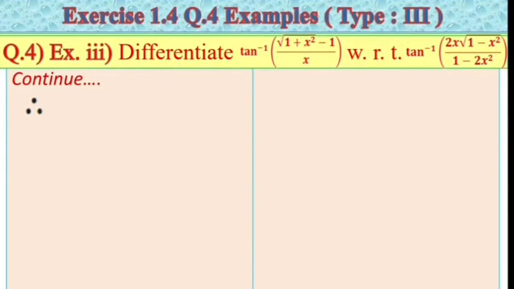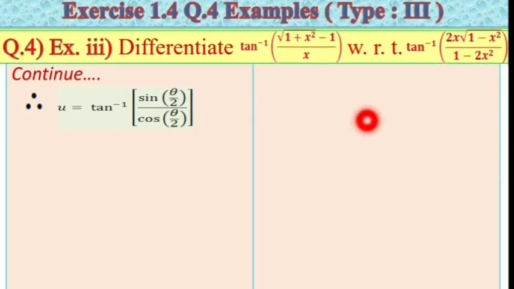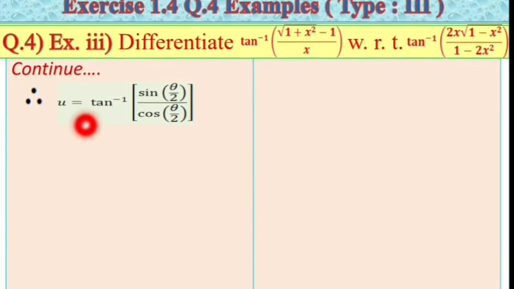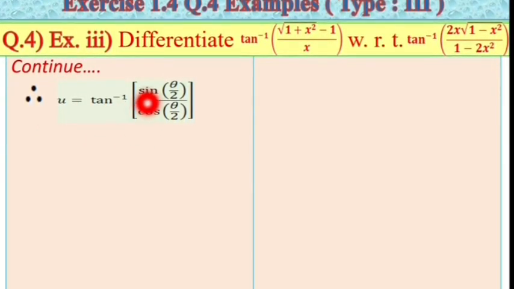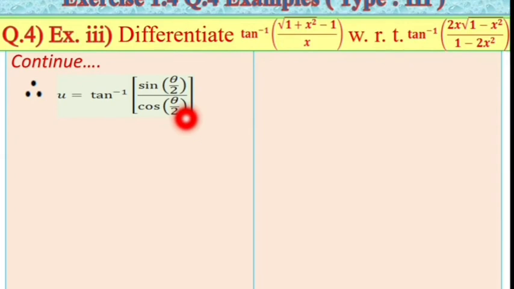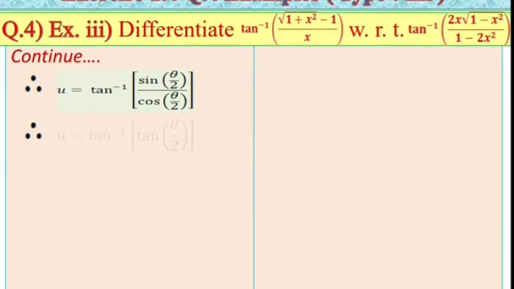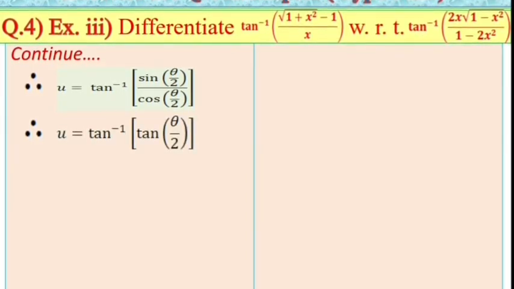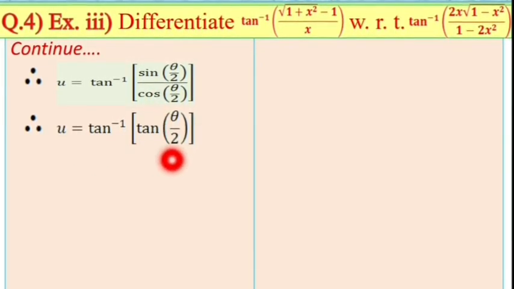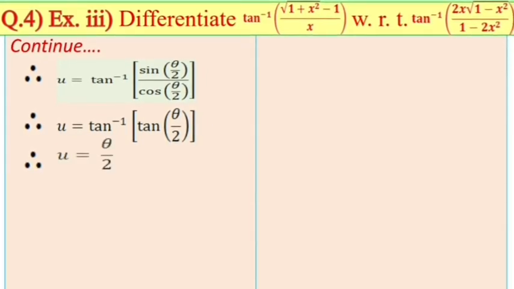Now continue the given example from last page, that is u equal to, as we already discussed, sin theta by 2 cancelled, 2 cancelled, therefore remaining is u equal to tan inverse of sin of theta by 2 upon cos of theta by 2, and we know that sin upon cos is tan, and therefore we can get u equal to tan inverse of tan of theta by 2. Here again tan inverse and tan become cancelled, only remaining is theta by 2, and therefore we can get the next step, that is u equal to theta by 2.